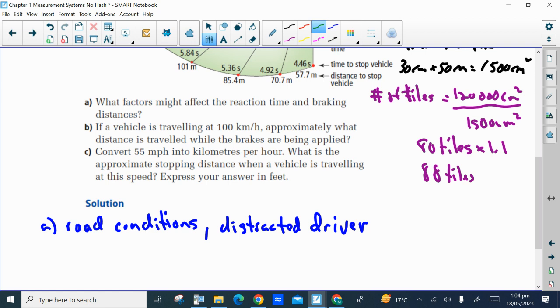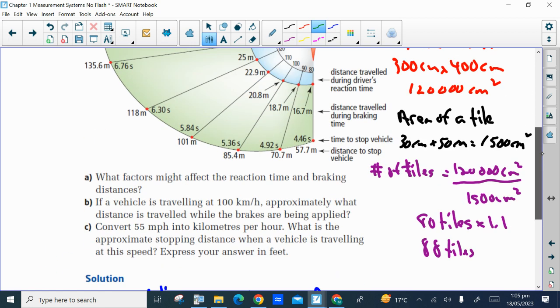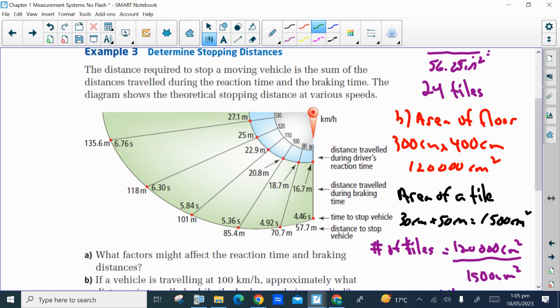So those are just two things. Part B says, if a vehicle is traveling at 100 kilometers an hour, how much distance is traveled while the brakes are being applied? So 100 kilometers an hour is this one right here. We want the distance traveled while the brakes are being applied.